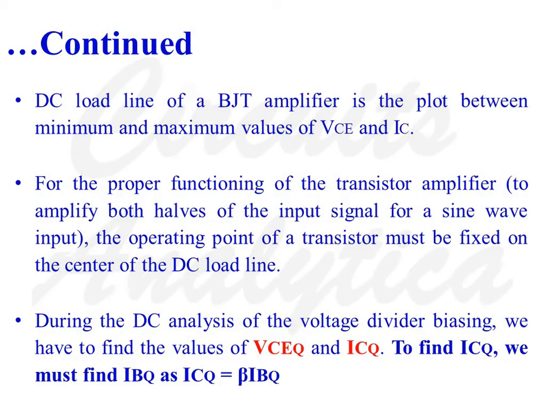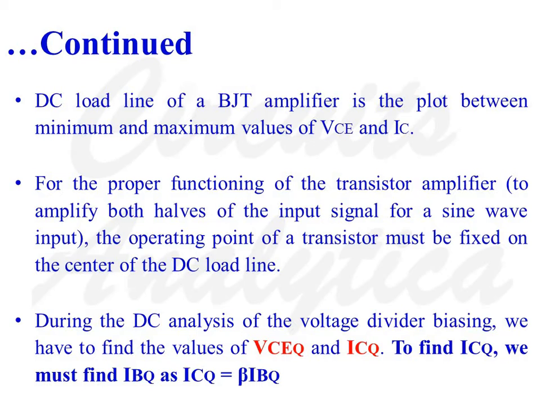The DC load line of a BJT amplifier is the plot between minimum and maximum values of VCE and IC. For the proper functioning of the transistor amplifier, that is, to amplify both halves of the input signal for a sine wave input, the operating point of a transistor must be fixed at the center of the DC load line.